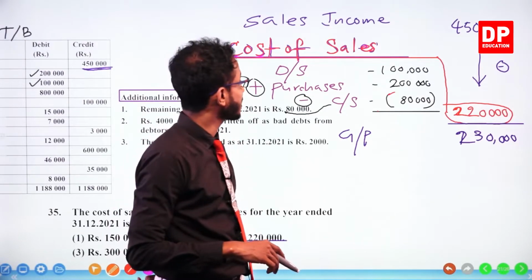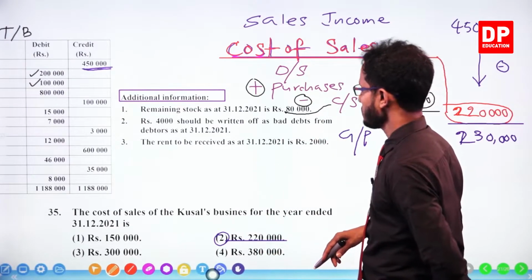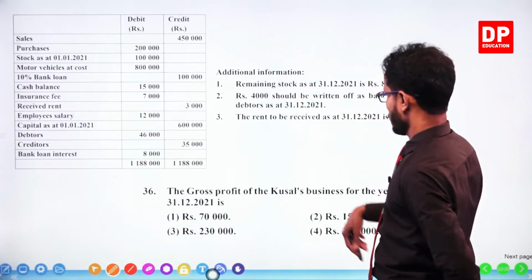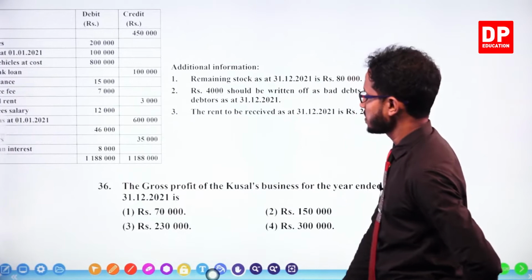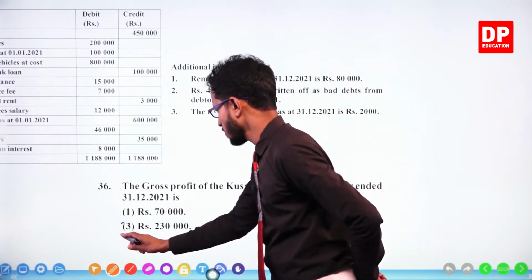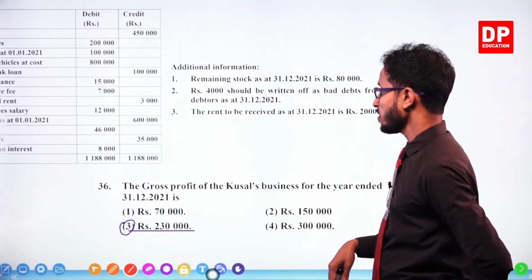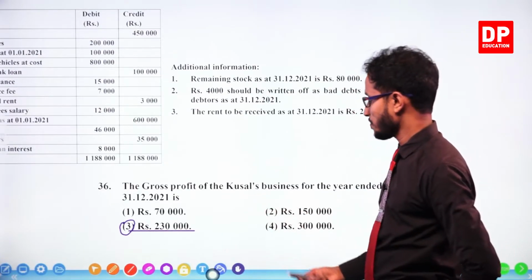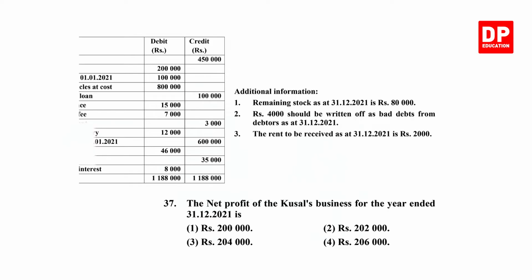Gross profit. Let's see whether that is given. It is there, 230,000. There you go, we have it. The answer is there: 230,000 gross profit. Next question.